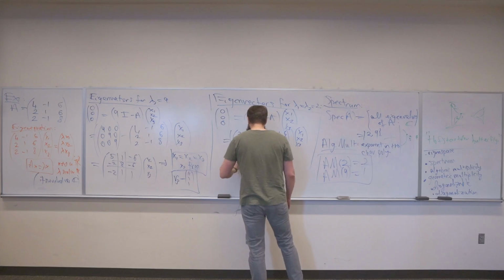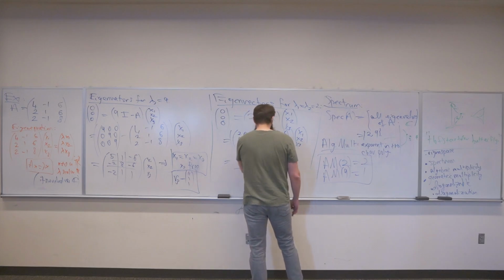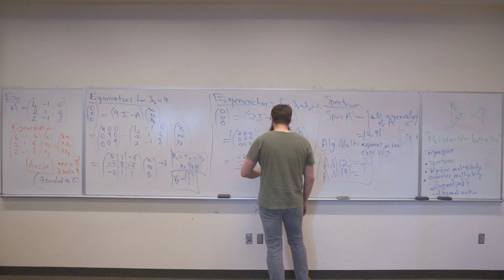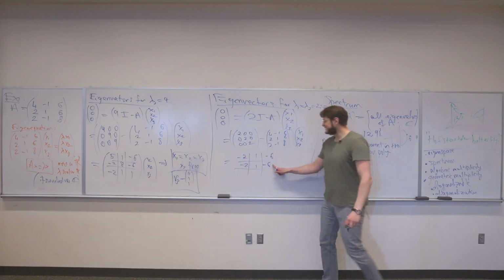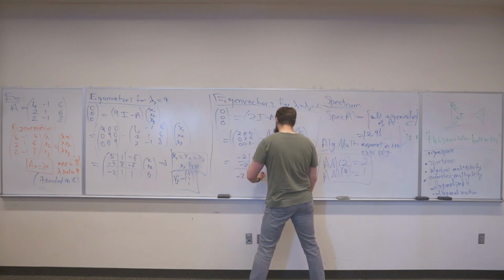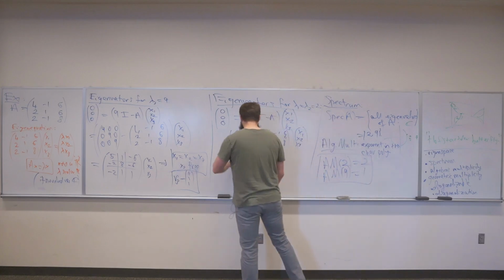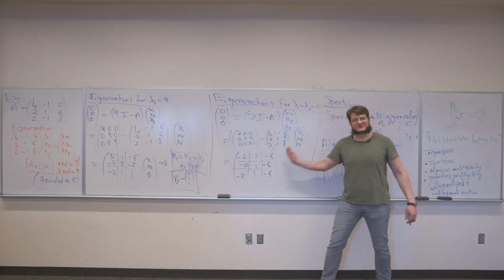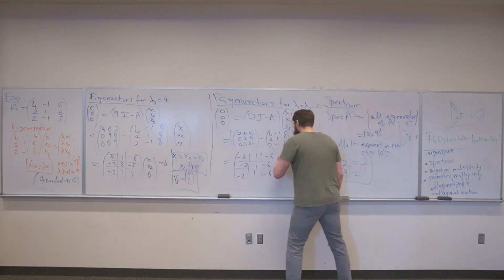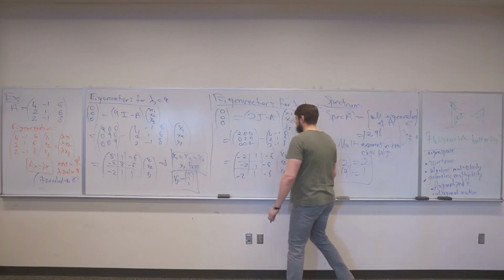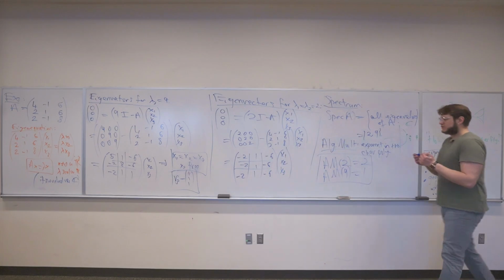Minus 2, 1, minus 6. Minus 2, 1, minus 6. Okay, so you see this is really nice. Minus 2, 1, minus 6. You should get something like this. Okay, this is the right thing. There should be redundancies.